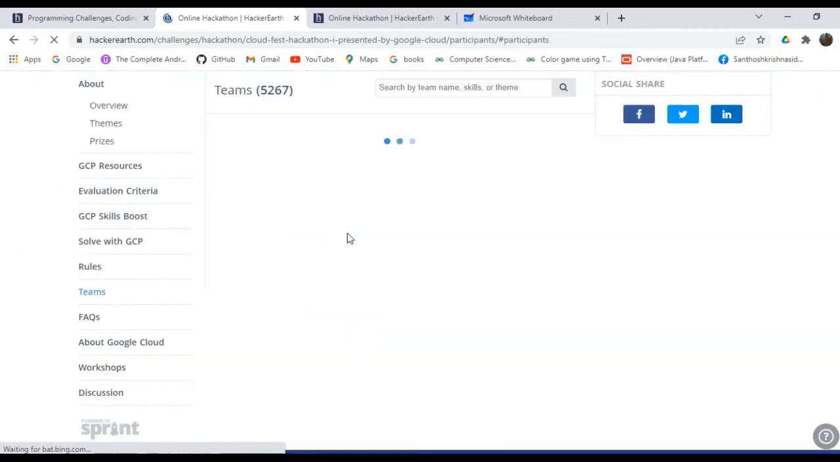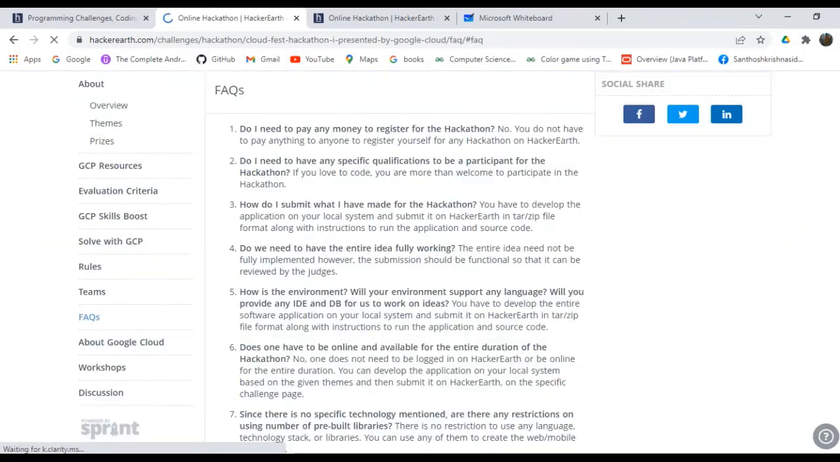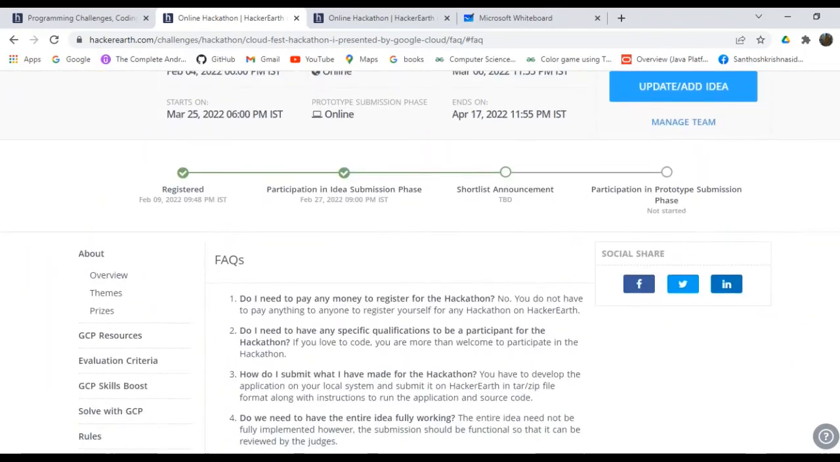So here you can form teams. So here is a number of teams that are there. If you have any FAQs, any doubts, you can go to the Hackathon website. Then next, you need to register for the hackathon.